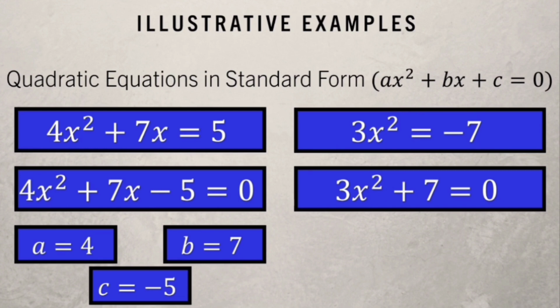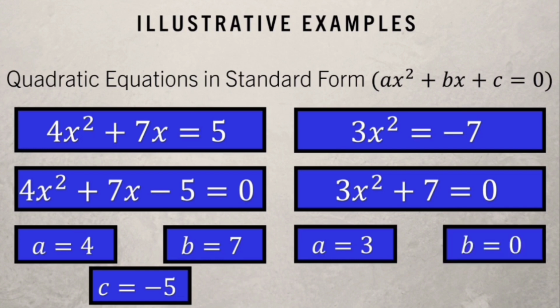The value of a in that equation is 3. And the value of b is 0. Why? Because as you can see, we don't have a linear term. Therefore, the value of b is 0. And for the value of c, we have 7.